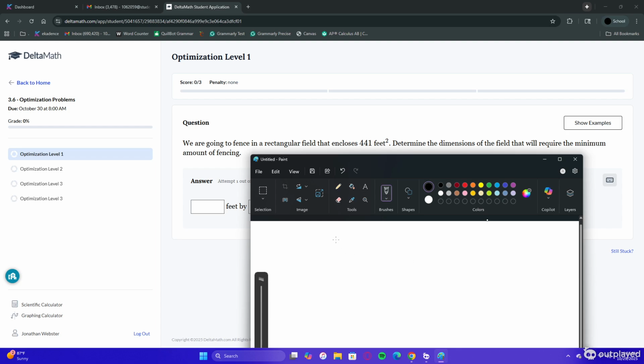So what that looks like is we have a rectangular field here and the area of this is 441 feet squared. So A equals 441. And we have to determine the dimensions of a field which has the minimum amount of fencing. So first we should label our field, and the area of a rectangle is just length times width, so we can label that as x and y here.